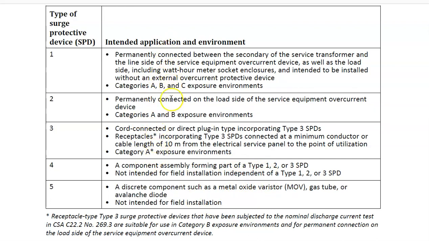The components that go inside of a type 1, 2, and 3 could be either a component type 4 or a component type 5. Type 4 is assemblies, so a bunch of components that are placed together into a complete circuit. Type 5 is individual discrete sections of that assembly. So if I take a MOV and form it into a circuit, that would become a type 4. If I take that type 4 and build it into a power bar, that would then become a type 3. That's the way that they're trying to lay these out.